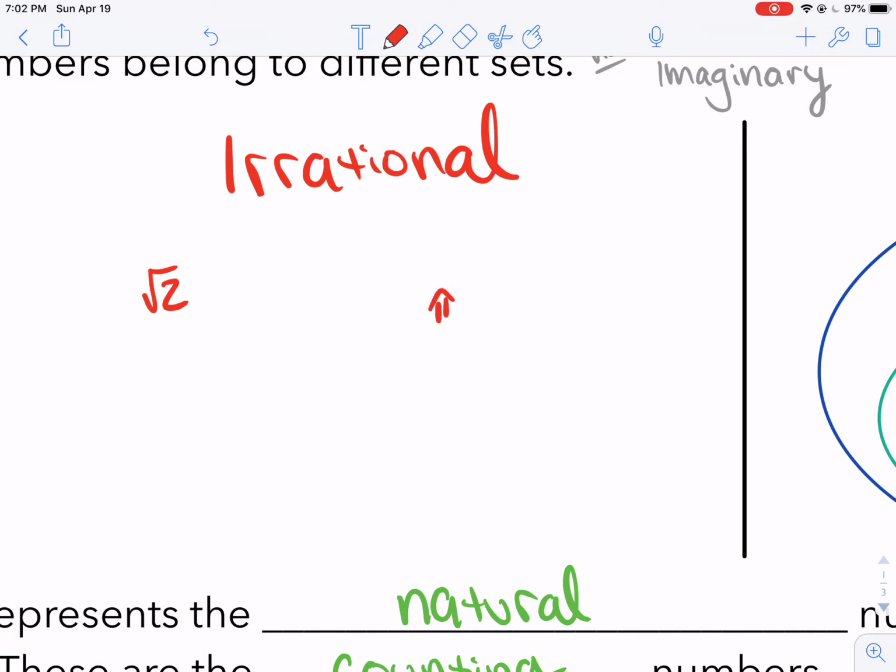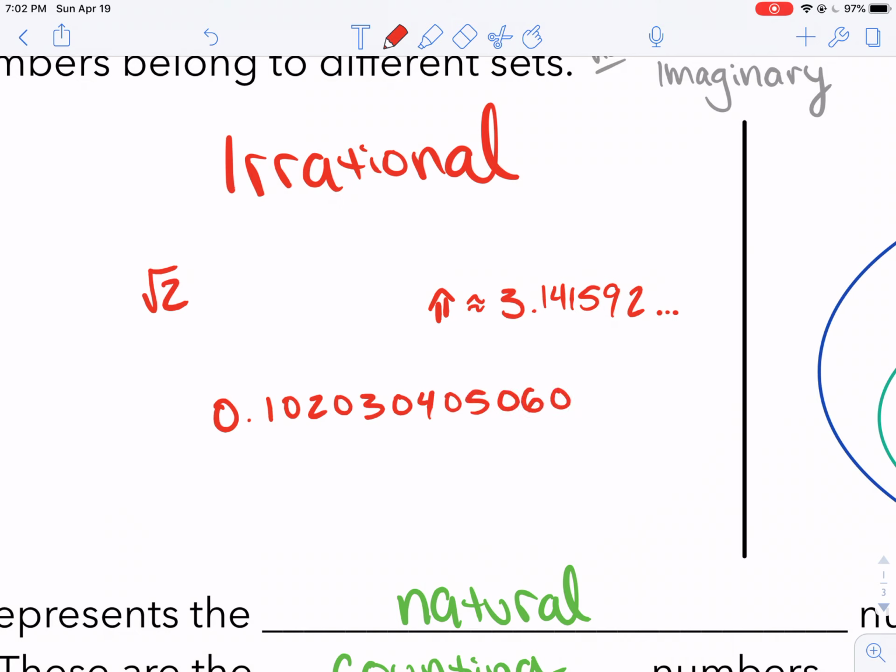Or pi has a decimal approximation. It's 3.141592653, right? But it can't be written as a fraction. It just keeps going. Or you could have something like 0.1, 0.2, 0.3, 0.4, 0.5, 0.6, 0.7, 0.8, 0.9, 0.10, 0.11, 0.12. You can figure out the pattern, but it's not going to be a repeating decimal because it's not the same thing over and over and over again.